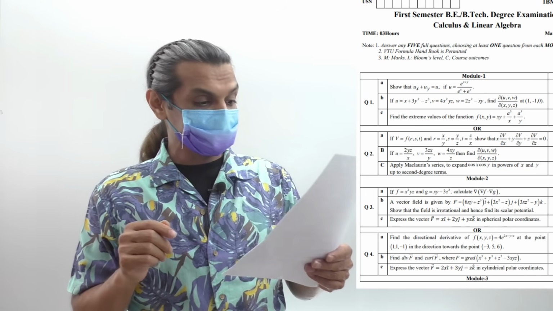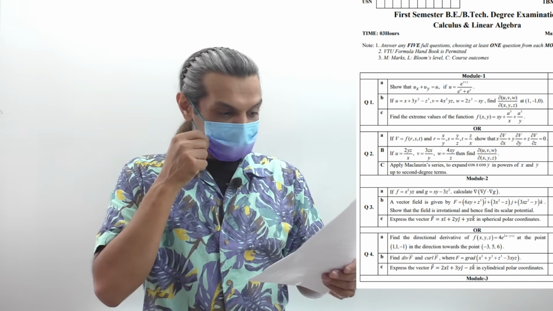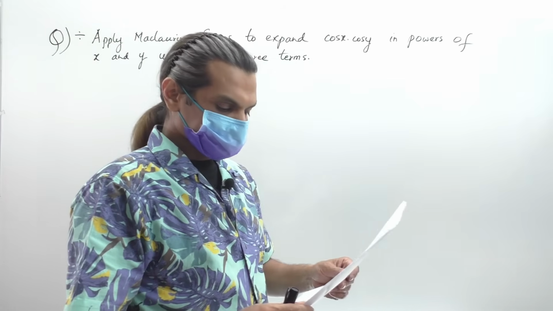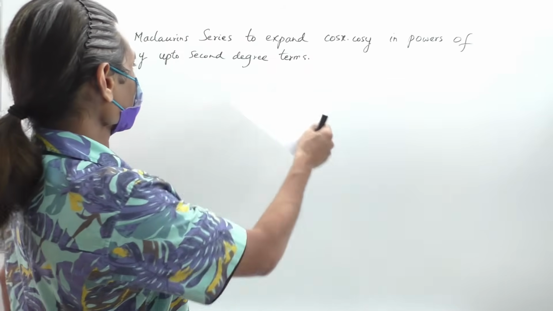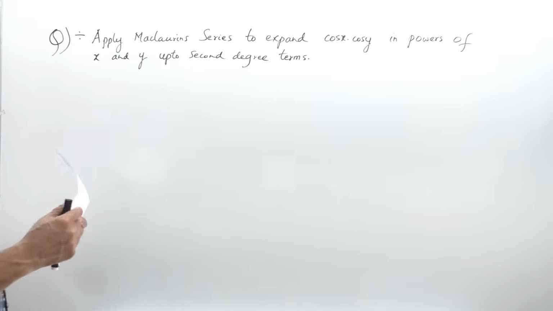Fine. Now question 2c. Apply Maclaurin series to expand cos x into cos y in powers of x and y up to second degree terms. 7 marks question. This I haven't solved, so I'll solve this now. Okay. So the problem here is apply Maclaurin series to expand cos x into cos y in powers of x and y up to second degree terms.